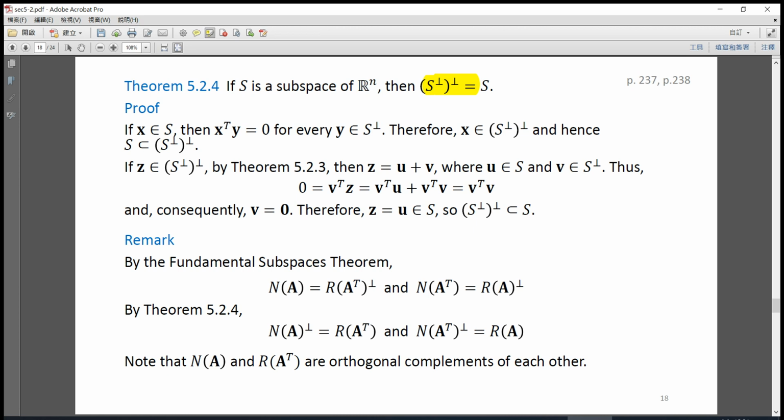Next, we prove Theorem 5.2.4. We need to show the two sets are equal. To this end, we need to prove two inclusions. The first inclusion is S is a subset of the perp of S perp. The second inclusion is the perp of S perp is a subset of S. If the two inclusions can be proved, then we can say the two sets are equal.